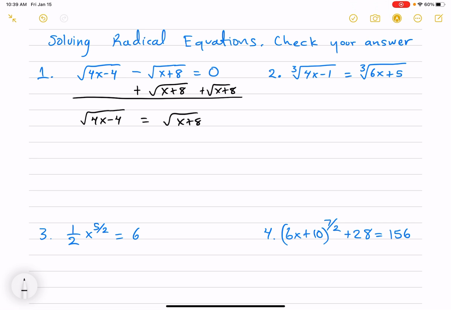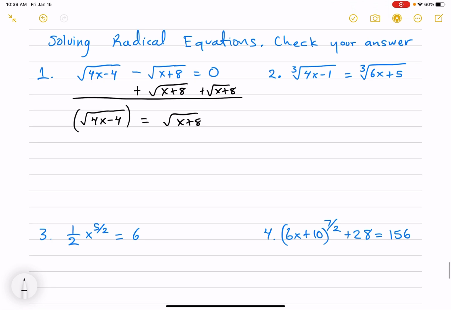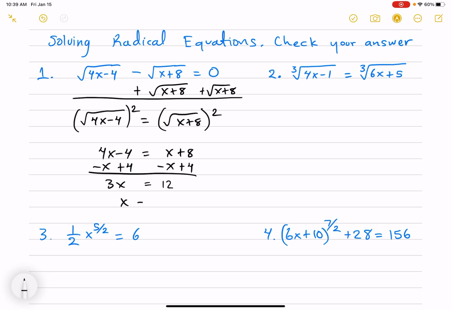Now, to cancel one of the radicals, to cancel the square root, we have to raise both sides to the second power. Luckily, both of these radicals get canceled, and we just get 4x minus 4 equals x plus 8. And the way we solve this linear equation that we're left with, all we have to do is move all the x's to one side and all the numbers to the other side. We're going to get 3x equals 12, which means x equals 4.